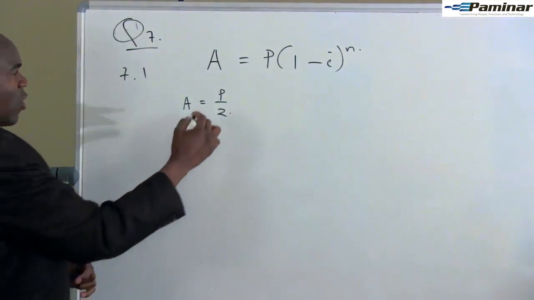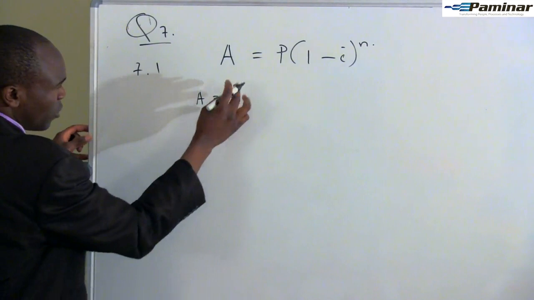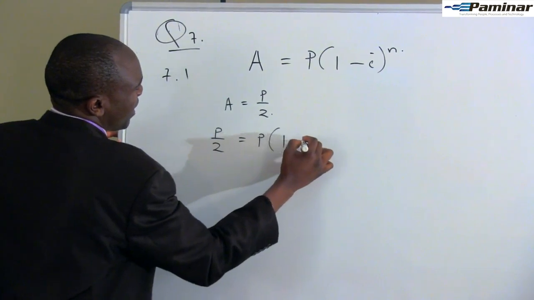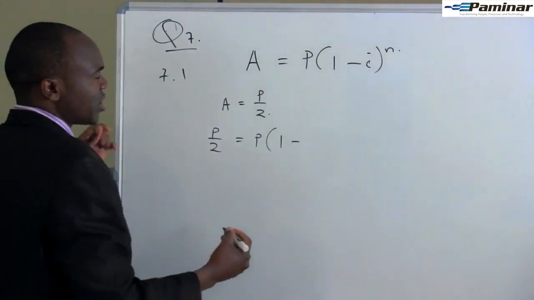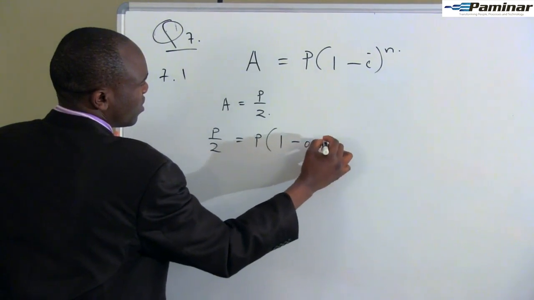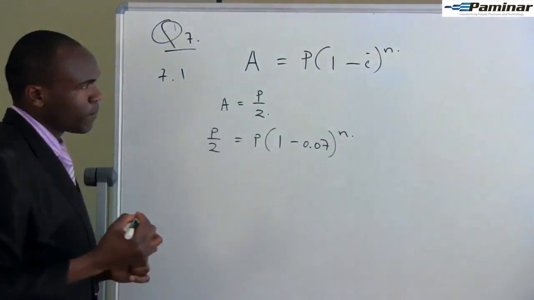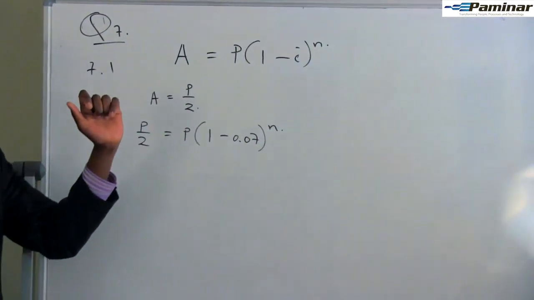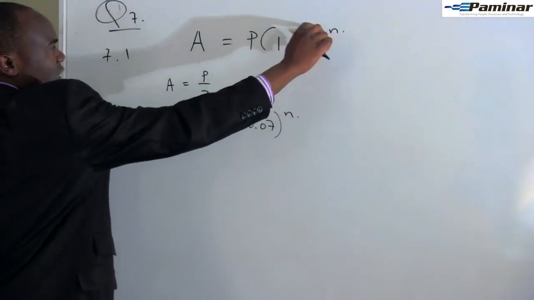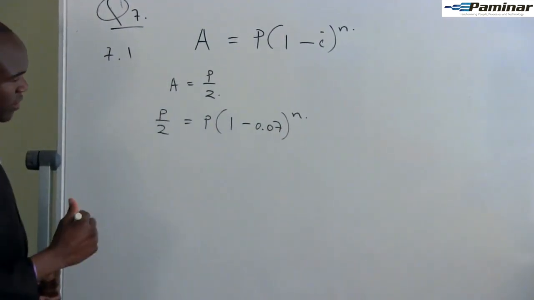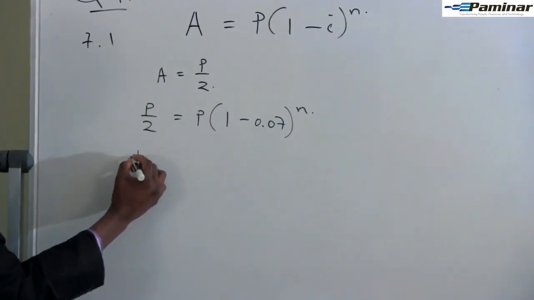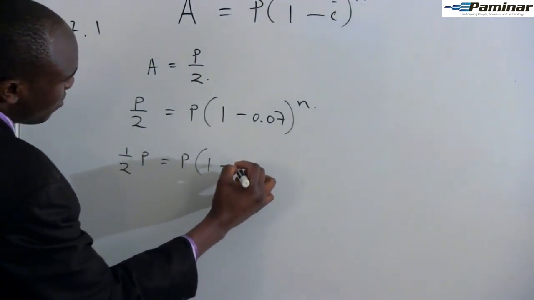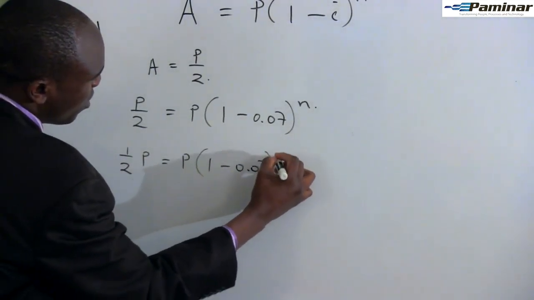Now we put A in our formula, which is P over 2. P over 2 = P(1 - 0.07)^n. Now we use this formula because it's depreciating, that's why it's got a negative, and also reducing balance. It's a compound formula, right? Now let's work it from here. Half P is P(1 - 0.07)^n.